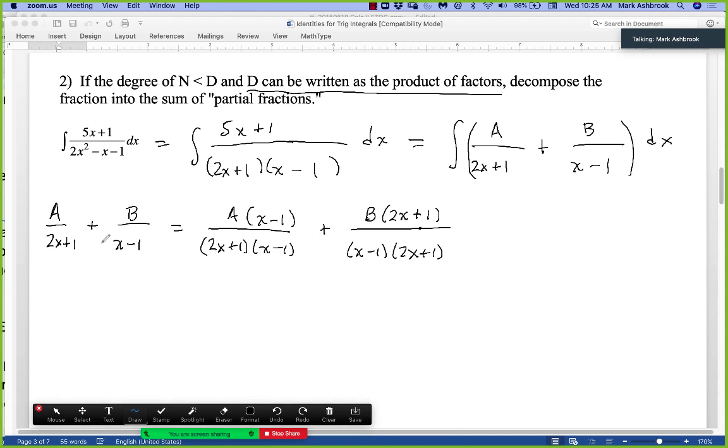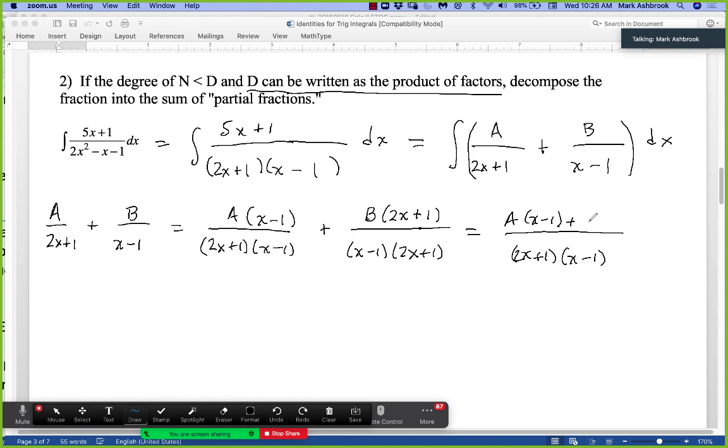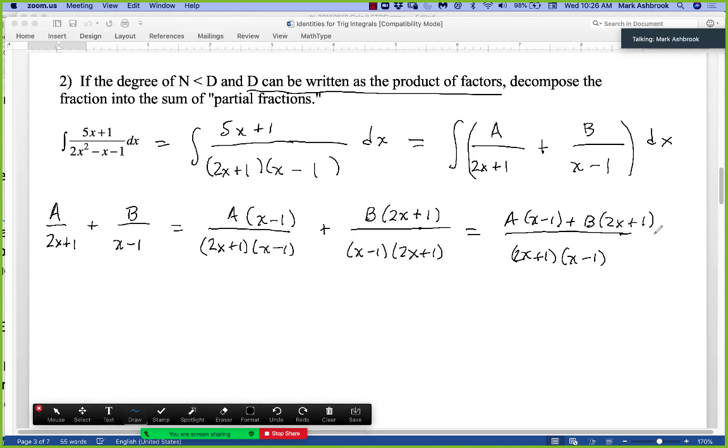All right, good so far? So what does that mean? Now we have our common denominator, 2x plus 1 times x minus 1. And then we can add the numerators: a times x minus 1 plus b times 2x plus 1. So remember the good old days of adding fractions? We had to do long division today, and now we get to do adding fractions.